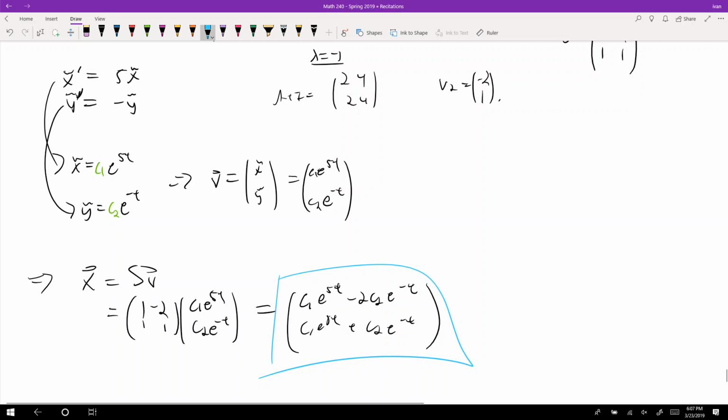The other way to solve it is to find the matrix exponential, but don't worry about it for this midterm. Oh, but you do need to know how to find the matrix exponential in general, but don't worry about using the matrix exponential to solve systems of equations. Okay, that's going to be it.